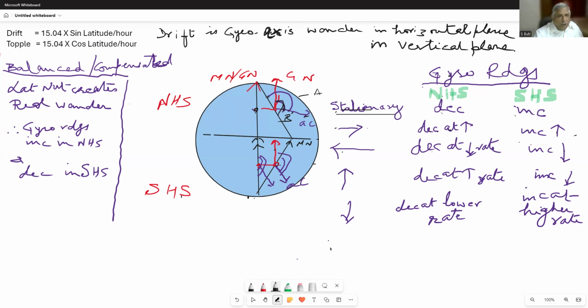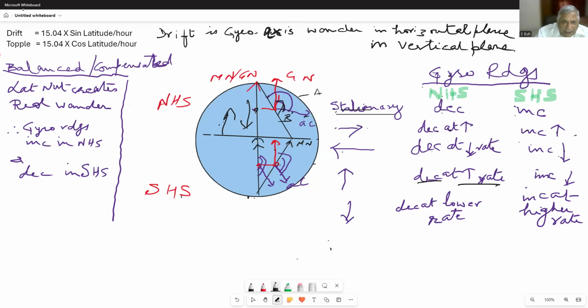What if you are traveling north? In the northern hemisphere, gyro readings will decrease and at a higher rate, because as you are traveling north in the northern hemisphere, your latitude is increasing and this value, sine latitude, is increasing. But if you are traveling south, the aircraft is traveling south, gyro readings will decrease, but at a lesser rate because the latitude is decreasing.